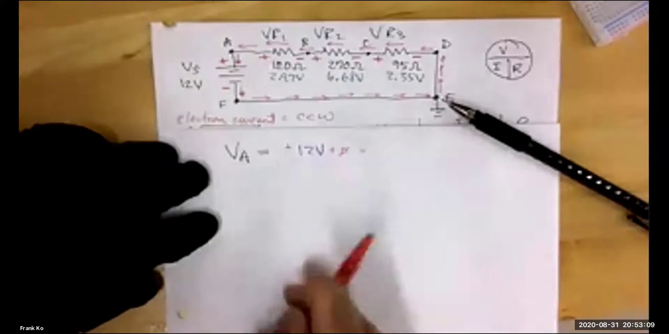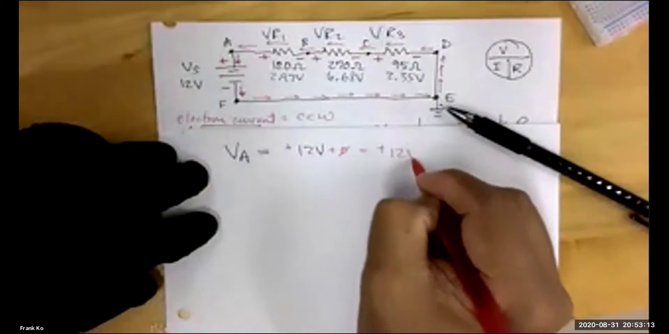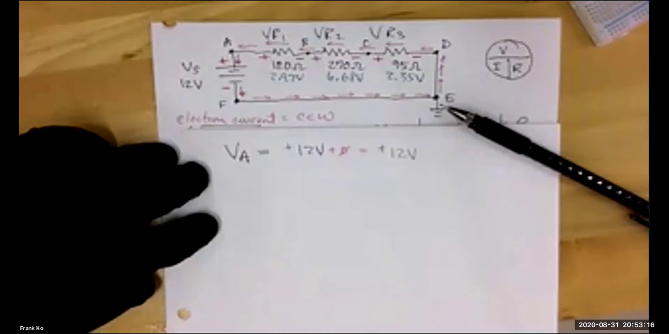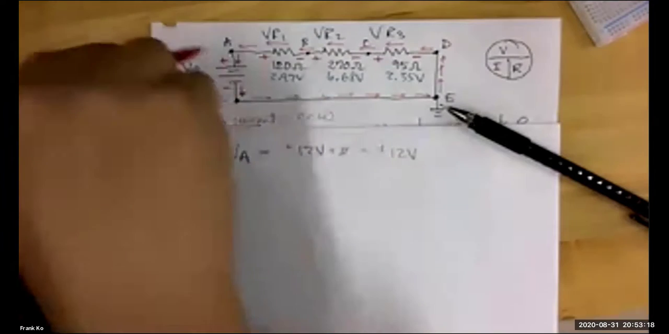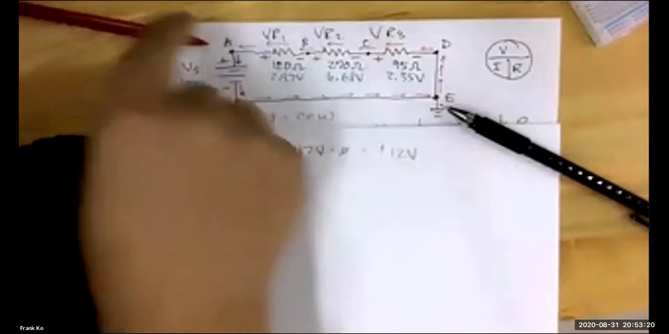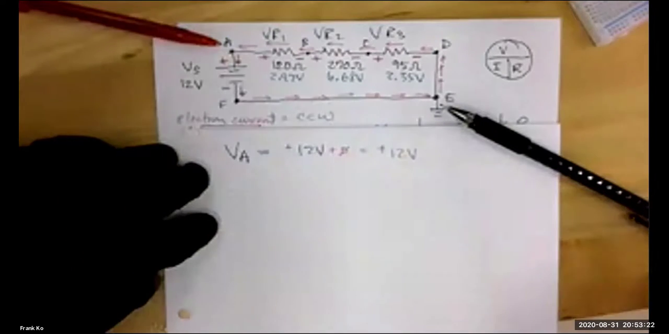So what is my voltage from A to ground? It is a positive 12V. Is everybody okay with VA? Now, suppose I go the other way, because I said it should be valid if we go the other way.